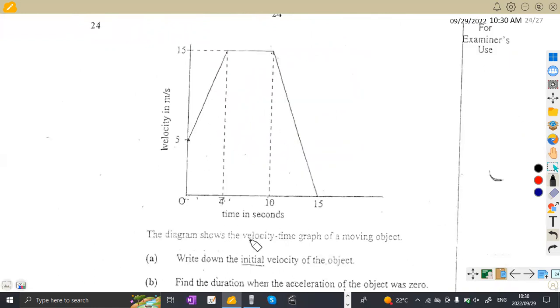Okay, number 24, we are given the velocity time graph. The diagram shows the velocity time graph of a moving object. Write down the initial velocity. So initial velocity, that is your starting point. We are starting at what? At 5. This is velocity in meters per second, which means our initial velocity is 5 meters per second.